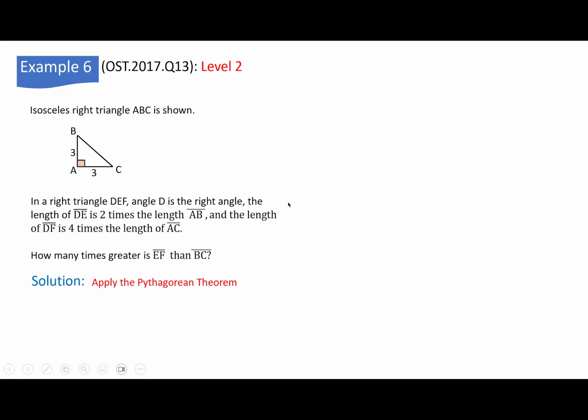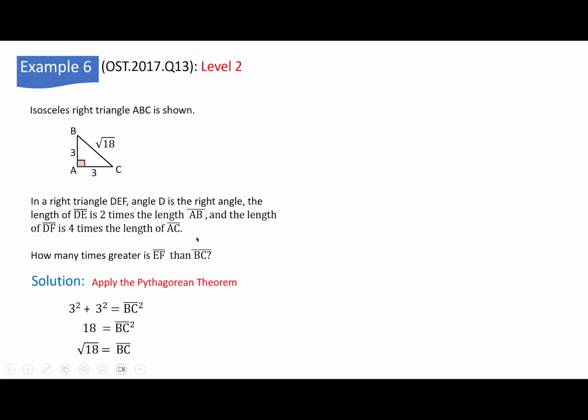Before that, let's see what happens in this triangle. I'm going to apply the Pythagorean theorem. 3 squared plus 3 squared is equal to BC squared. 18, that's 9 and 9. So that's square root of 18. So now I know how much BC is.